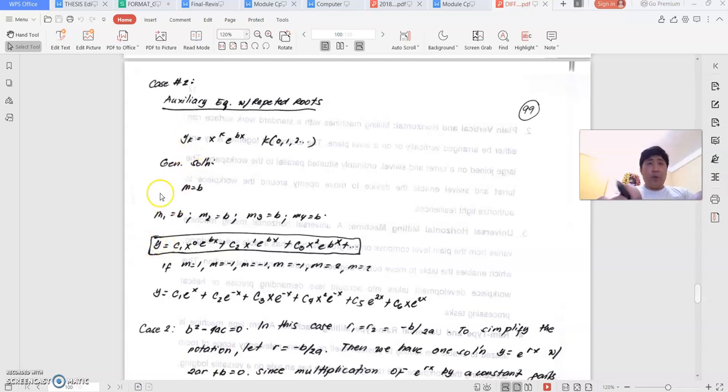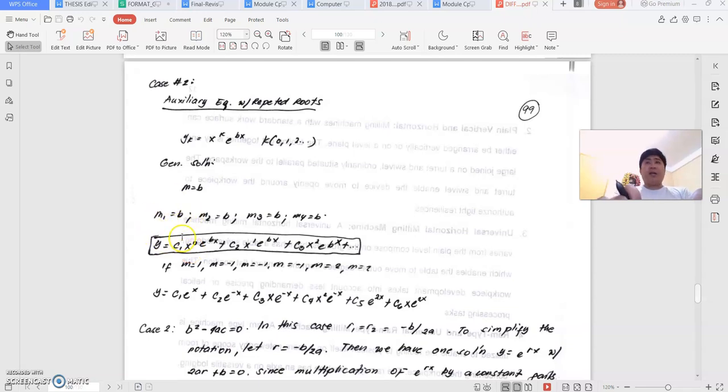So, again, you have y. Then, count how many roots you have. So, you have 1, 2, 3, 4. Therefore, you will have 4 arbitrary constants. So, C sub 1, C sub 2, C sub 3, plus, and so on, for the reason that you could have more. But if you have 4 roots, then you have 4 arbitrary constants.